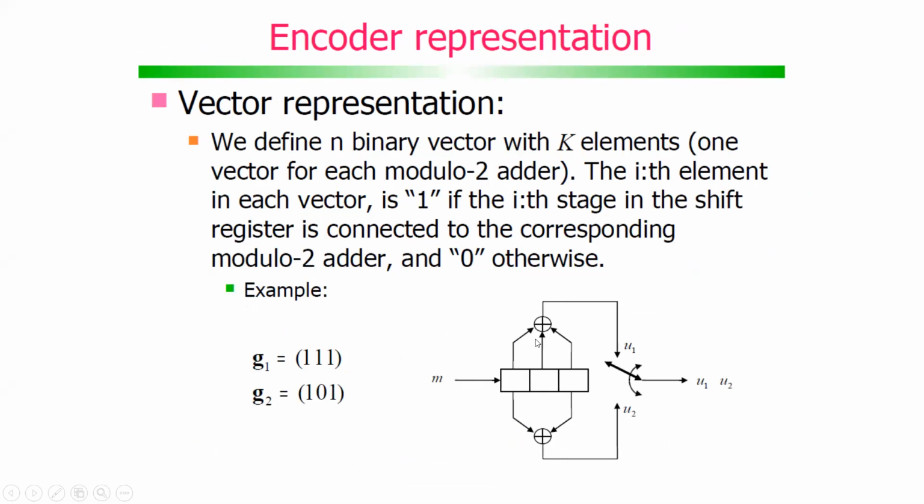Vector representation means how the connections are being made from the shift register and the input to the XOR gates. So all this is 1, 1, 1, indicating that this connection is there, this connection is there, this connection is there. But for the second generator polynomial, it is 1, 0, 1. So it is 1, no connection for the second memory element or a flip-flop. The third box will go, so it is 1, 0, 1. And we can express the encoder using these vector representations also. G1 and G2 are the vectors which show the connections going into the XOR gate.